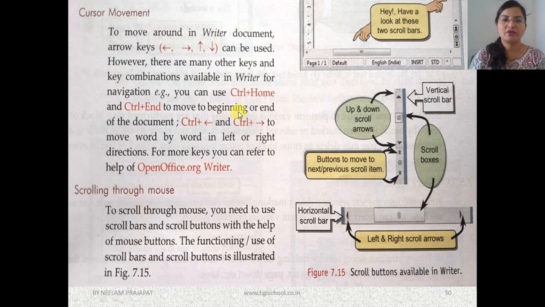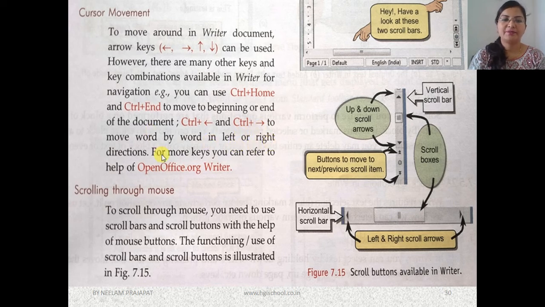Control Home to go to the beginning, Control End to go to the end of the document. Got it? Then after that it is Control plus left arrow, and this is Control plus right arrow. That means move word by word to the left. If we click on Control plus left arrow, then we will move a word to the left, and with Control plus right arrow key, we will move word by word to the right.